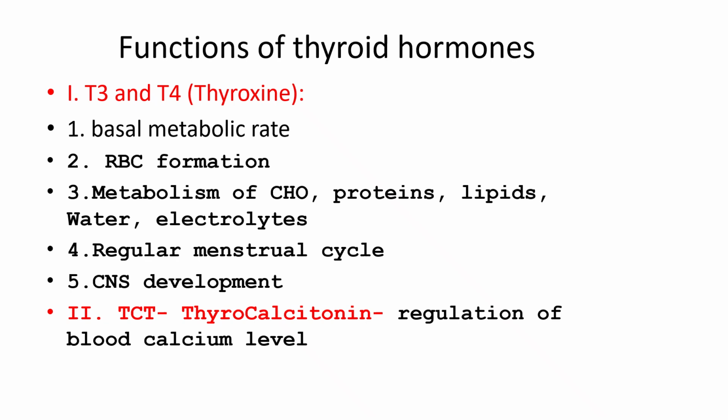Functions of thyroid hormones, T3 and T4, that is thyroxine: basal metabolic rate regulation, RBC formation, metabolism of carbohydrates, proteins, lipids, water and electrolytes, regulation of the menstrual cycle, and CNS, central nervous system, development in childhood. The second hormone, secreted by the parafollicular cells, is thyrocalcitonin, which regulates the blood calcium level.